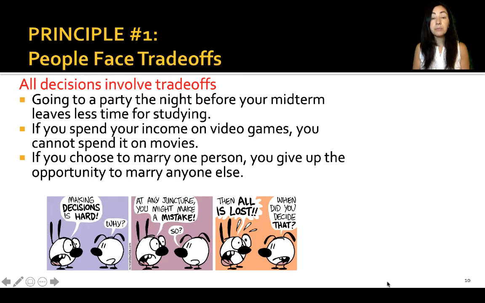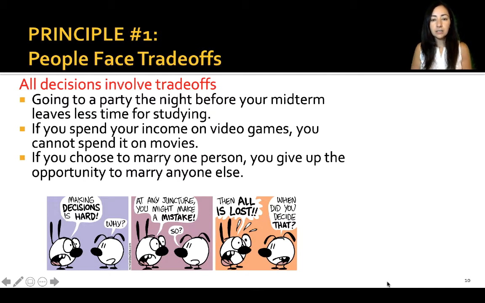Principle 1, people face trade-offs. Every single decision that you make in your life, you are faced with a trade-off. Examples: going to a party the night before your midterm leaves you less time for studying. If you spend your income on video games, you cannot spend it on movies. If you choose to marry one person, you give up the opportunity to marry anyone else.